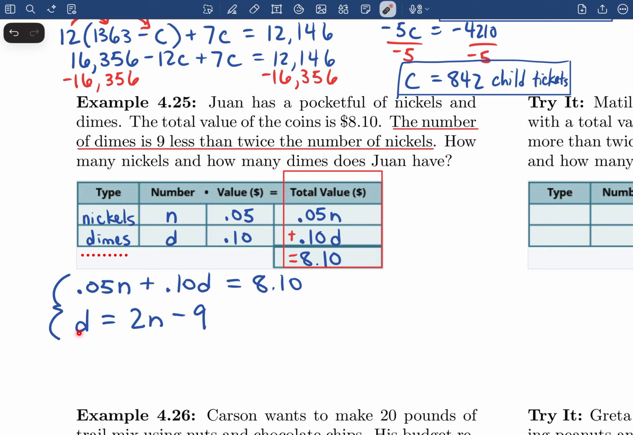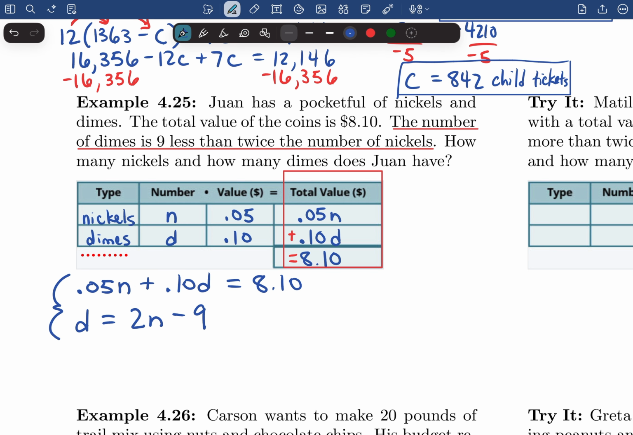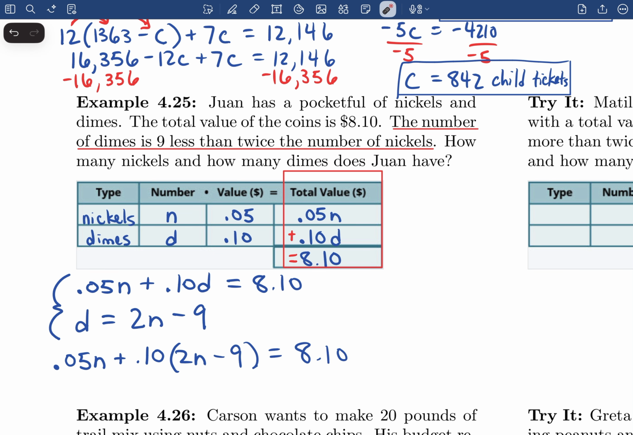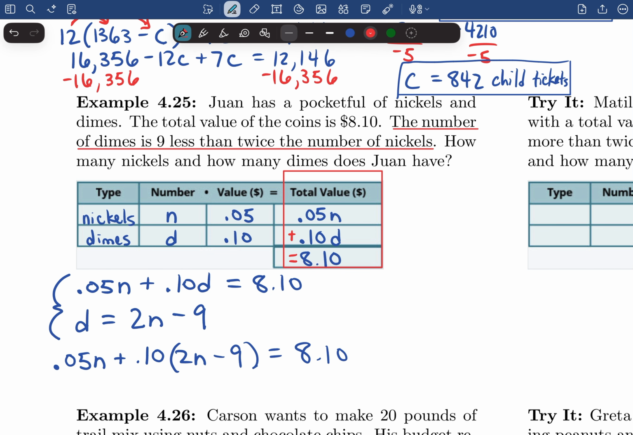And now it's time to decide what method I would want to use. And since d is already solved, right, it's 2n minus 9, well, I can just go up here and replace this d right here with 2n minus 9. So I'm going to use substitution in this case. So I'm going to write my first equation out, 0.05n plus 0.10 times 2n minus 9 equals 8.10. All right, so I just took d right here in the first equation, and I replaced it with 2n minus 9.